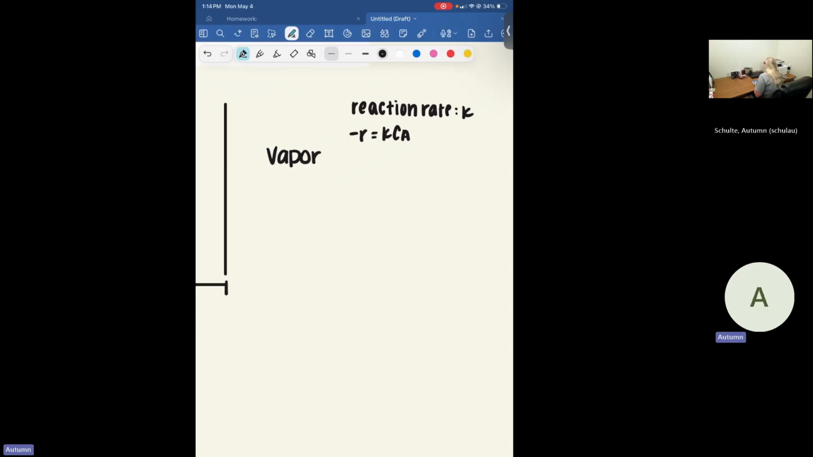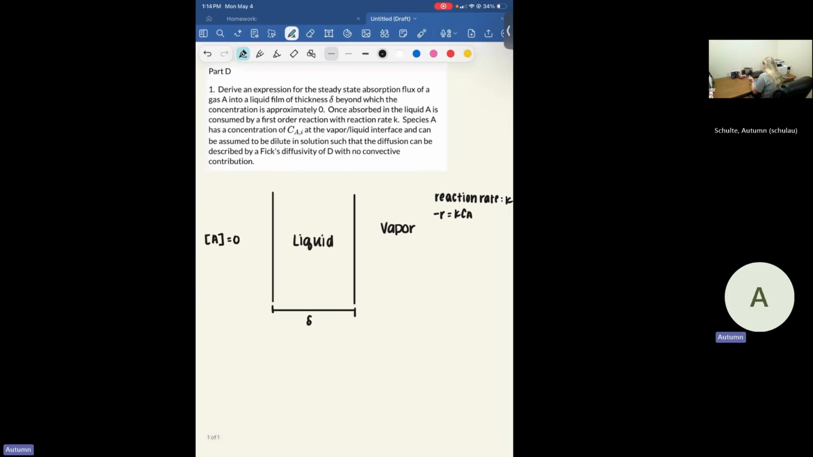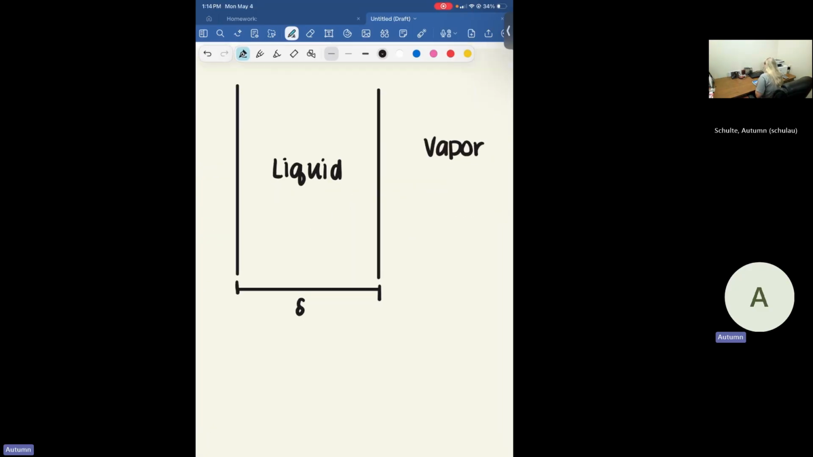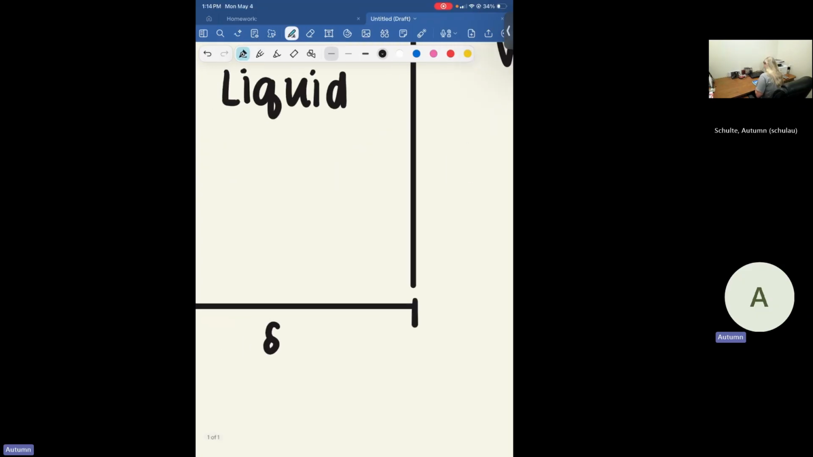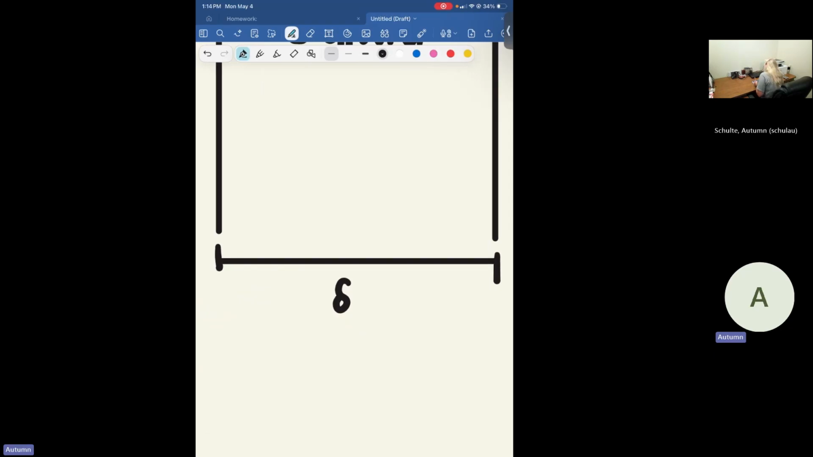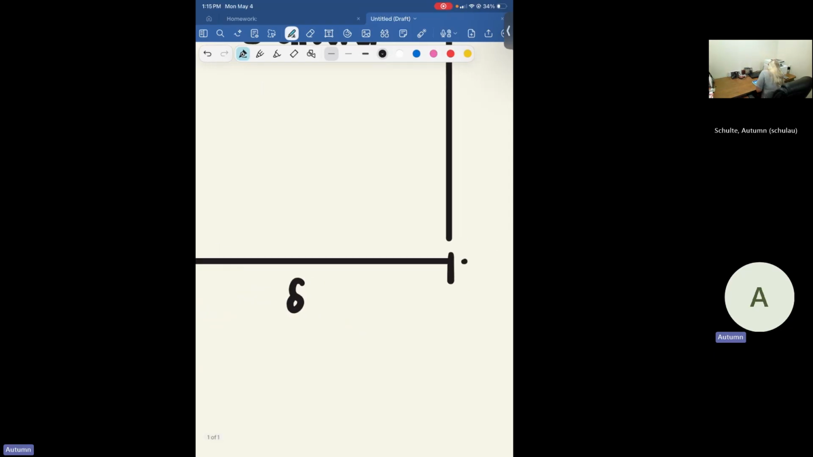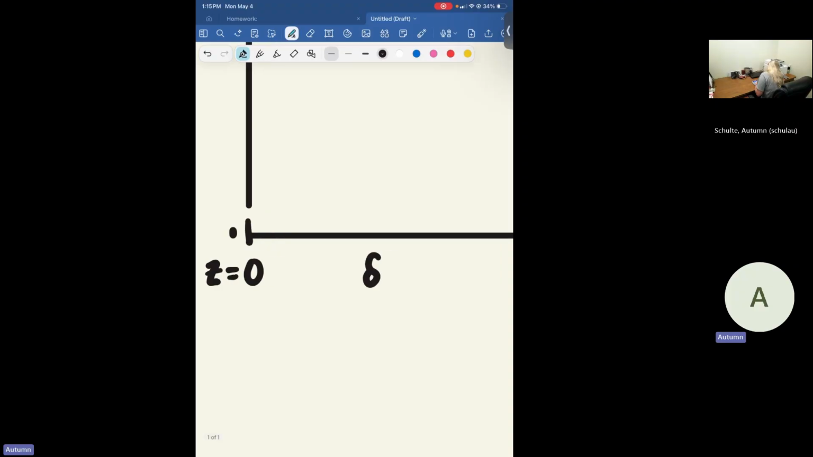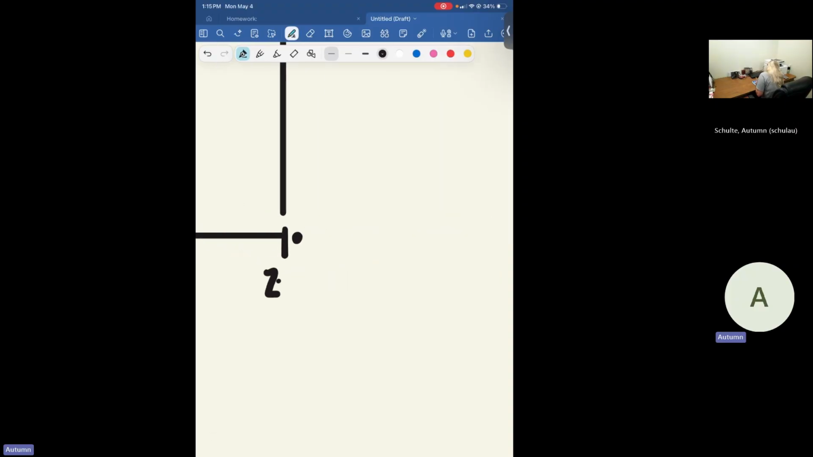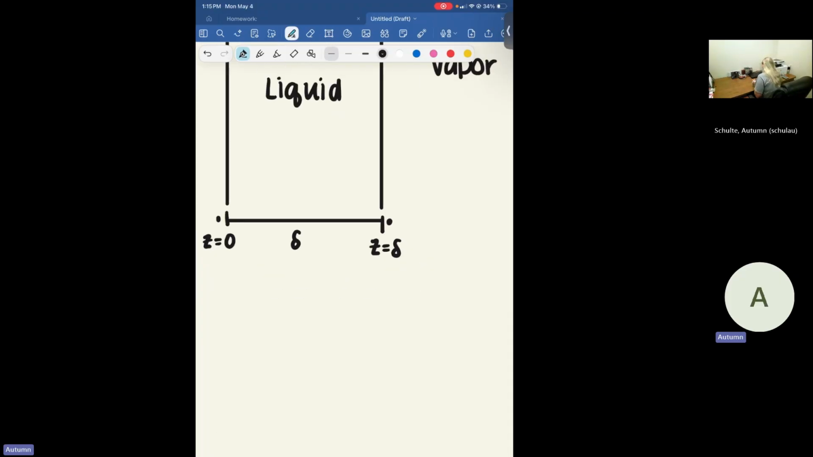So now we want to solve for the absorption flux over this liquid film thickness. That absorption flux is going to be the molar flux of species A, and it's going to be evaluated at some point. Now we're going to have to set some position points here. So we're going to say that the position to the left is at point Z is equal to 0, and the position on the right is at point Z is equal to delta after it has crossed this entire film thickness.